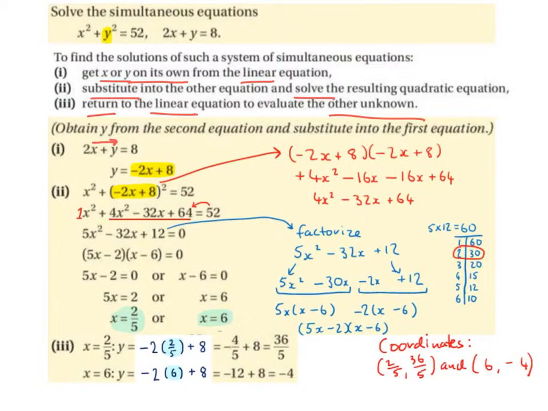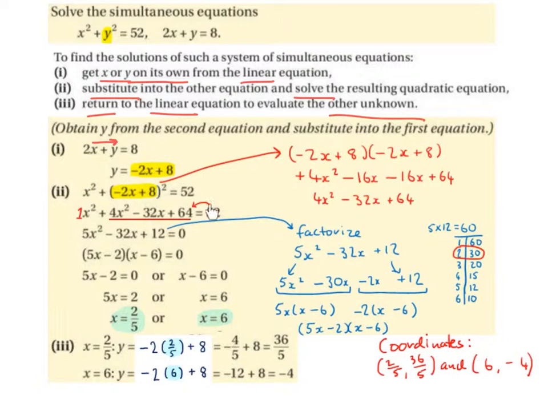So we bring down the x squared, we bring down the plus, and we swap the y for minus 2x plus 8. We bring down the squared, we bring down the equals, and we bring down the 52. So then I'm going to work out minus 2x plus 8 squared over here. And I end up getting 4x squared minus 32x plus 64, which I write down here, 4x squared minus 32x plus 64. I brought down the x squared, I brought down the equals, and I brought down the 52.